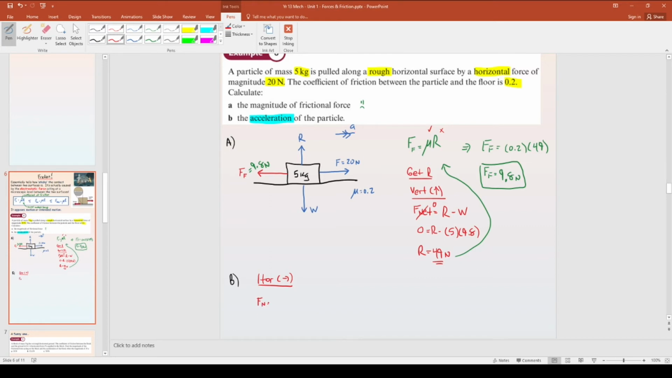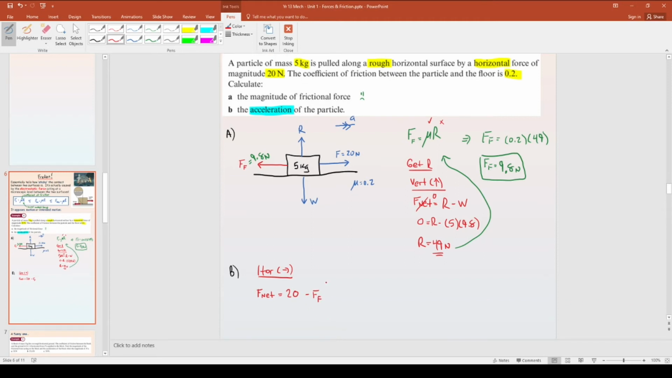You're going to get F net equaling, so the overall balance of forces equals anything to the right, which is the 20 newtons, so 20, take away anything to the left, which was the force of friction. Now, I could just put 9.8 in, and I will, but this is how a normal question would be: it wouldn't have told you to figure it out in the first step, and you'd just put mu R in there. But we have actually done that, so let's cut to the chase.